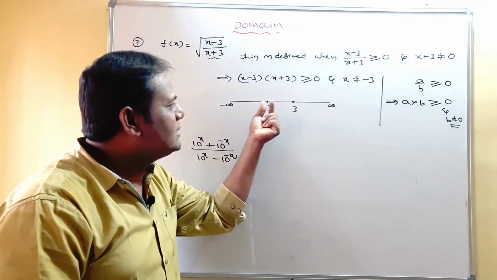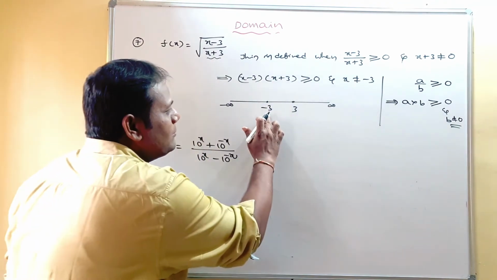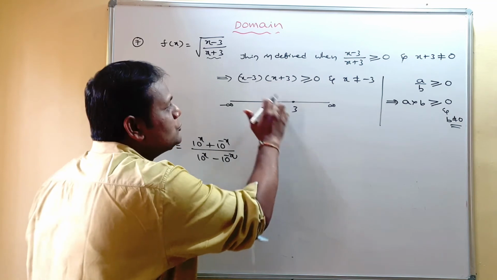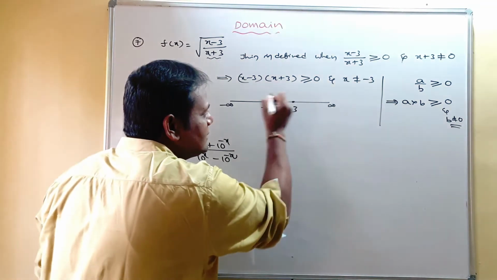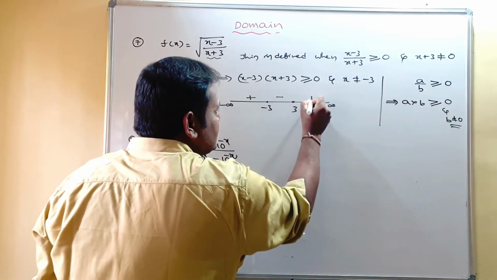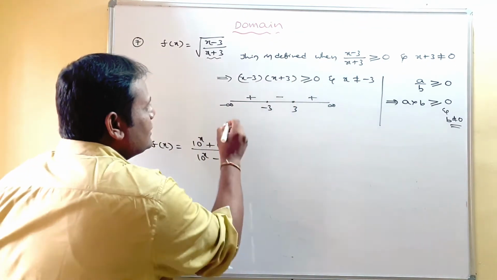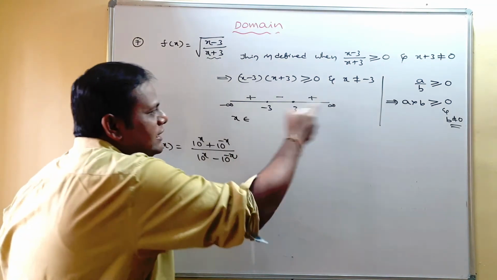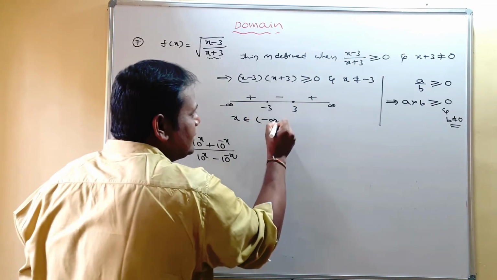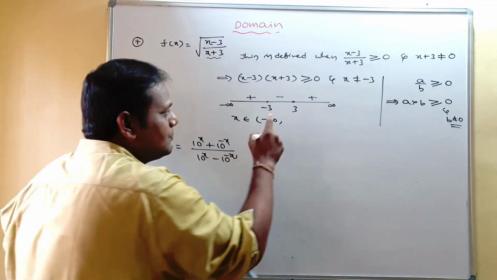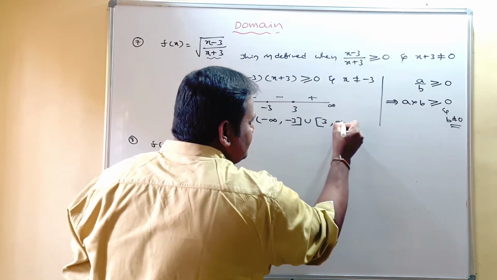Now we got 3 intervals, so you have to discuss the sign. Between minus 3 and 3 we have 0, so put 0. 0 minus 3 is negative, 0 plus 3 is positive, and negative into positive is negative. Change the sign alternately, plus, plus. Here we want positive. So x belongs to where it is positive, here and in this region. So the answer to this problem is minus infinity to minus 3 closed, union closed 3 to infinity.